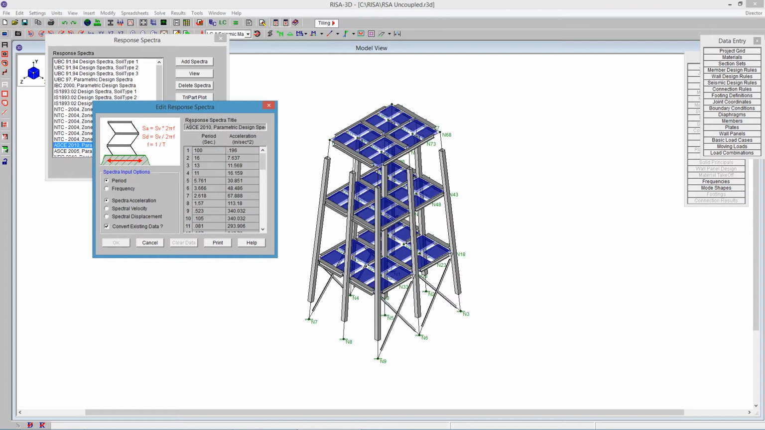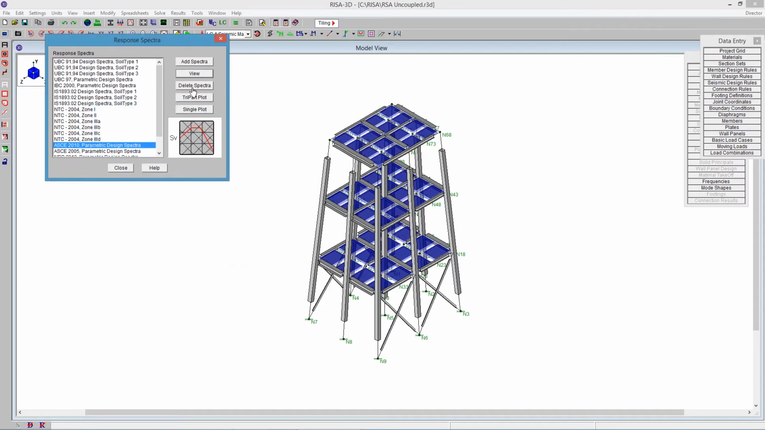So we see that it's got the parametric design shapes here, and we see the period and the acceleration. You can switch between frequency or period on the left side, or you can switch between acceleration, velocity, or displacement on the right side. And we can see a variety of different information for that.